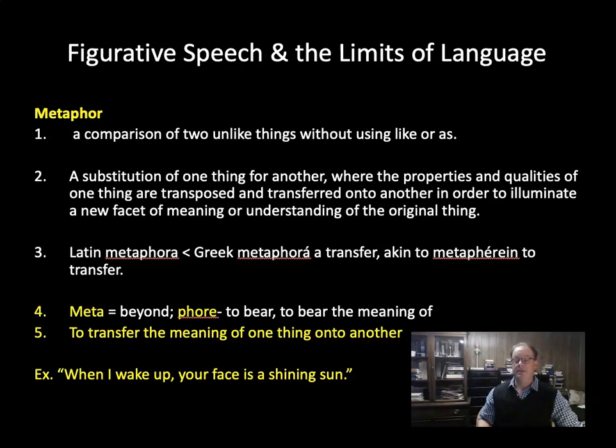The simile uses like or as. The simile is just a really clear example. The clouds were like cotton. And when you say the clouds were like cotton, the ground of meaning and understanding is really clear.